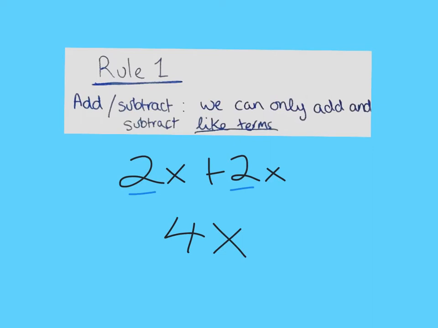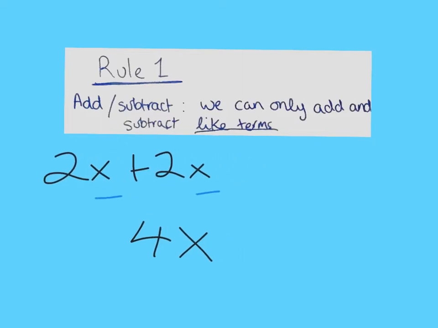So 2x plus 2x gives me 4x. Think of it like 2 apples plus 2 apples. That gives me 4. Let's take an example of another question.